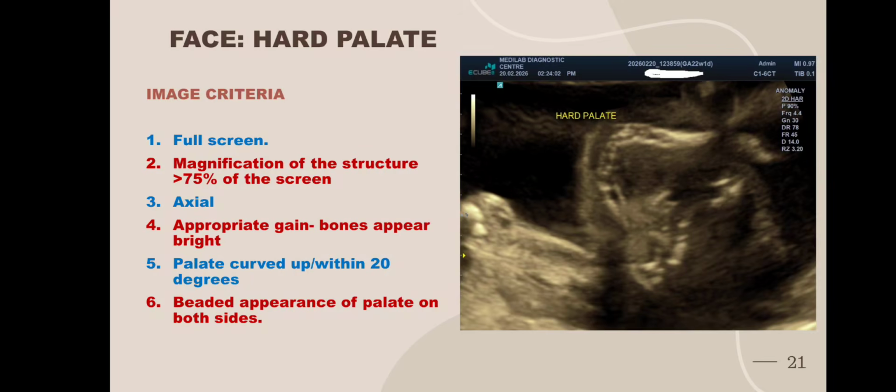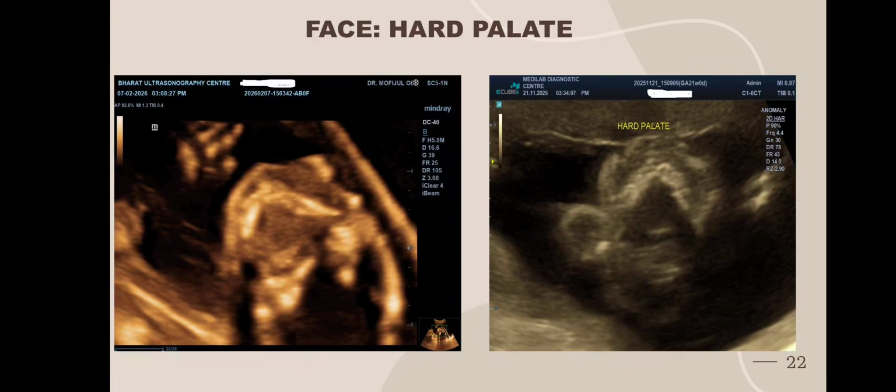Now come to the hard palate view. Just tilting your probe slightly downwards from the orbital view, you will get hard palate. In axial section, appropriate gain, bone appears bright, and beaded appearance of palate on both sides should be visualized. More images of hard palate. See the beaded appearance of the hard palates.